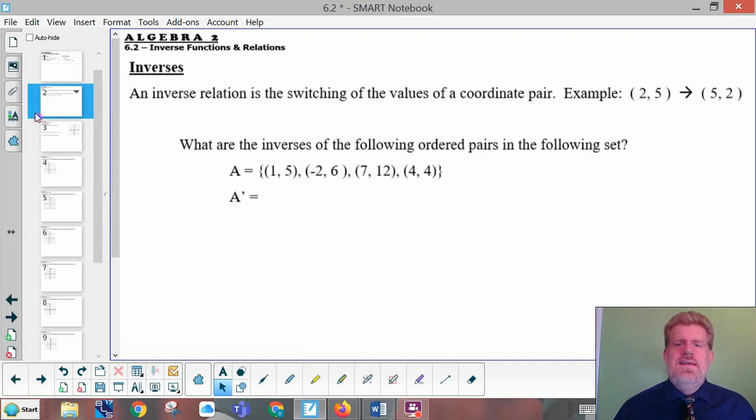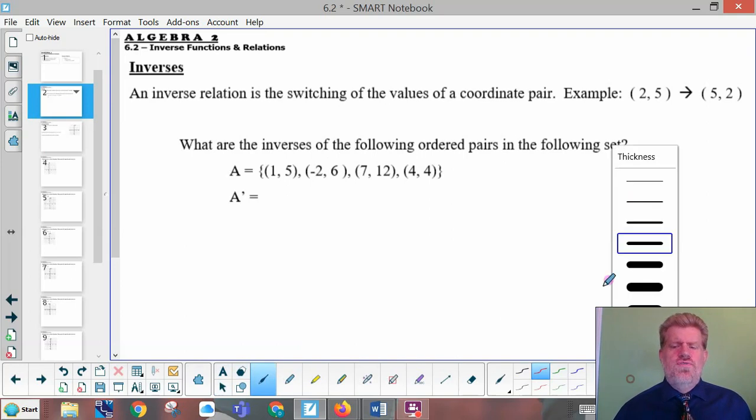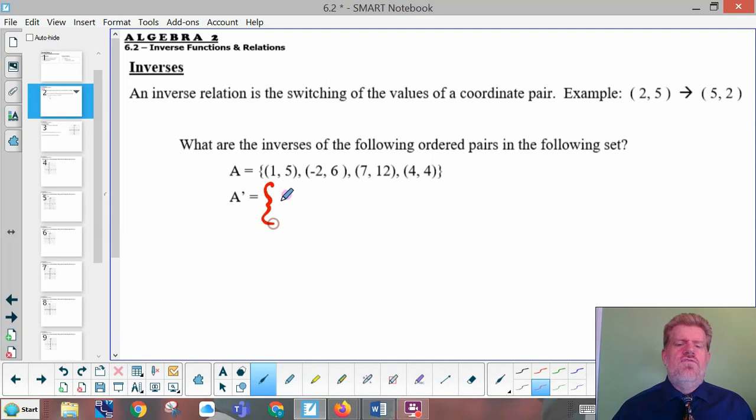So what is an inverse? You can read right there. An inverse is the switching of values of a coordinate pair. You just switch the numbers around. So it seems kind of odd when you think that's all we're doing. All we're doing is taking these numbers. We're taking that (1, 5) and just making it (5, 1).